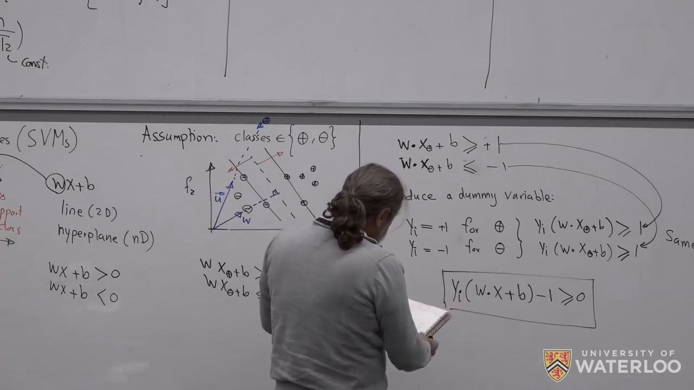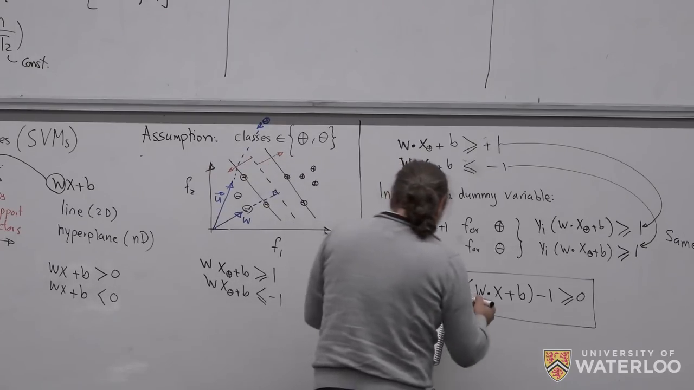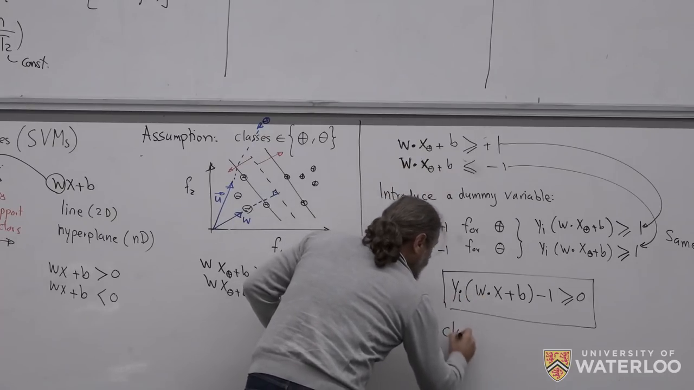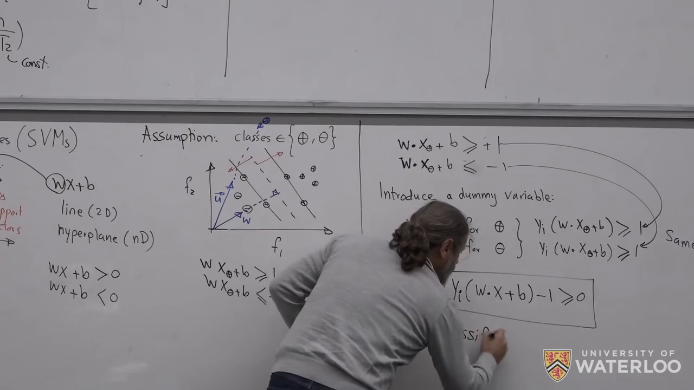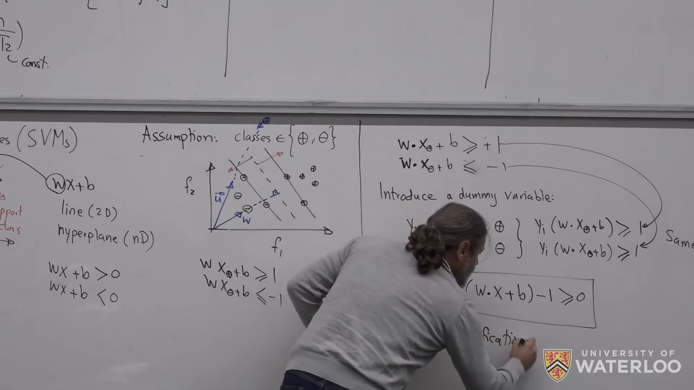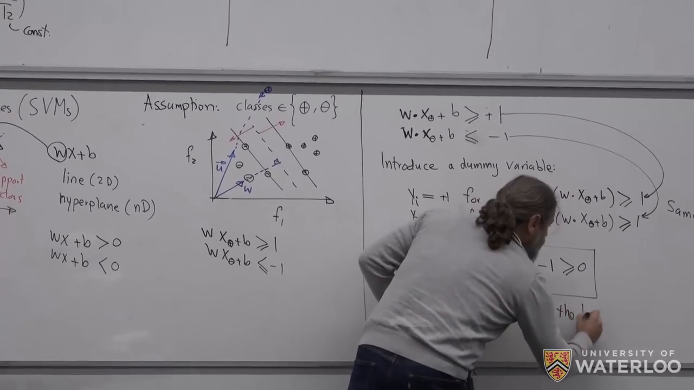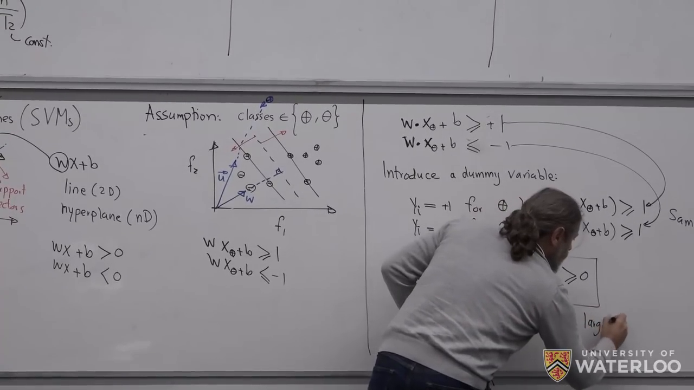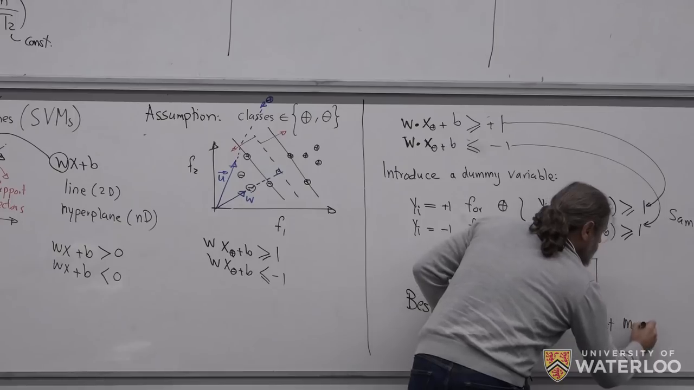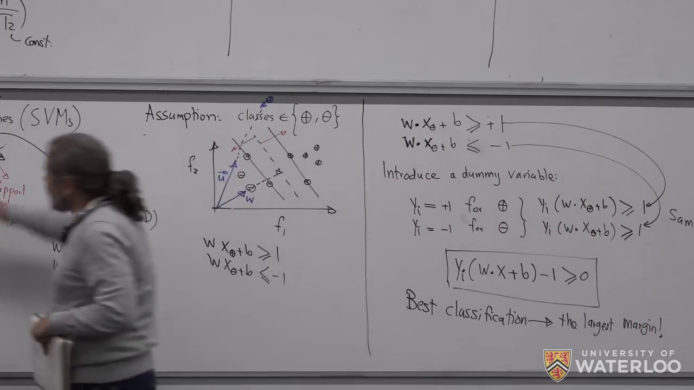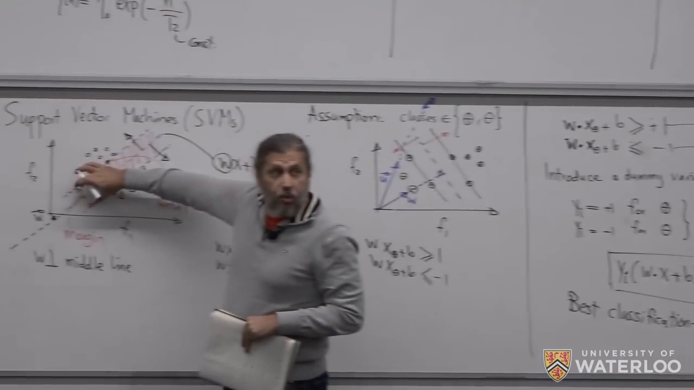Now I have this. Then what? Well, what is the best classification for this? If I want to use this for classification, what is the best classification? The best classification is the largest margin. So this has to be maximum.